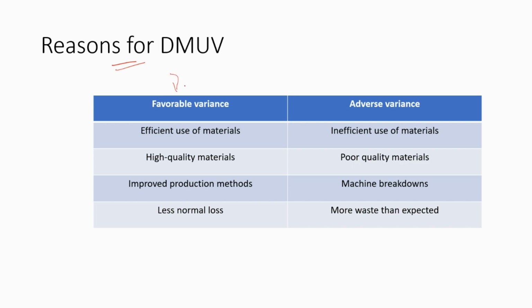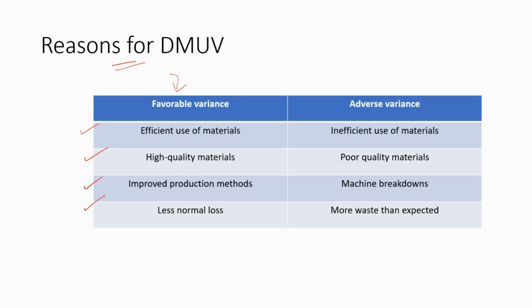If it is a favorable variance, these are the potential reasons. Efficient use of materials. When this happens, the wastage of material will be less, so the usage of the materials will be less than the budgeted amount. High quality materials. When high quality materials are used, the wastage will be lower, so this will reduce the actual usage of materials. Improved production methods. This will also reduce the wastage. You have to understand that if the wastage is less, the direct material usage variance will be a favorable one because the usage of the material will be less than the budgeted amount.